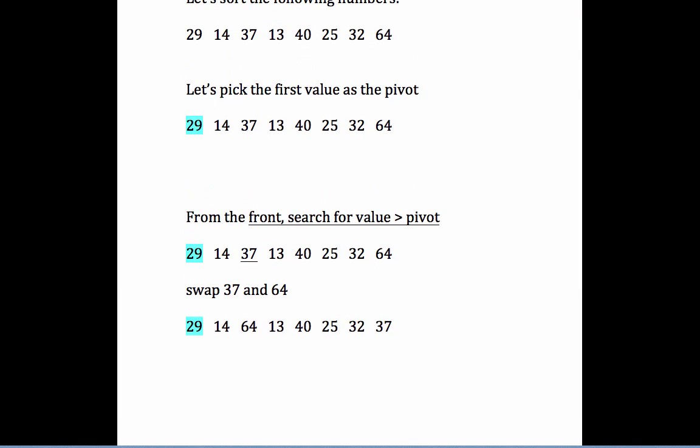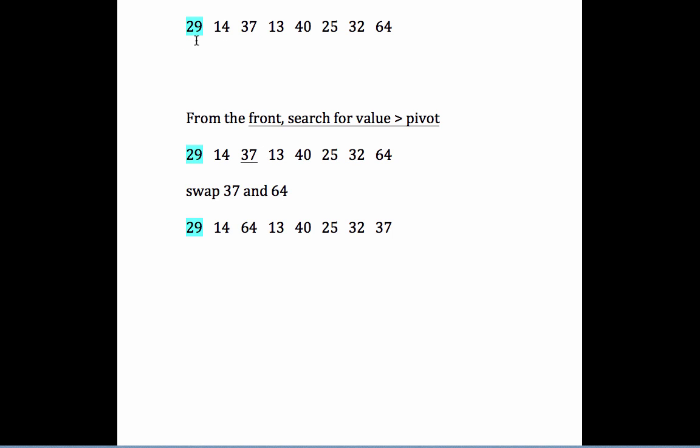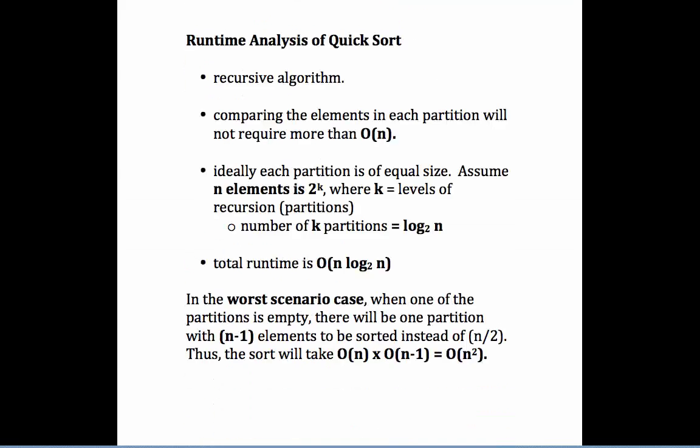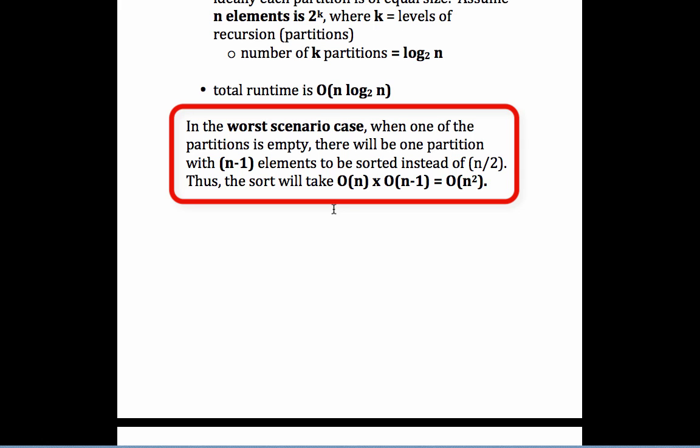So let me go back to picking the pivot here. What if the value of the first element is 100 instead of 29, and we pick the pivot to be 100? Then all the other values in the array are less than the value of the pivot. So when I try to create two partitions, I only end up with one partition, the partition that has all the values less than the pivot, which in this case would be 100. That is a problem. The worst scenario happens when, by chance, I only have one partition.